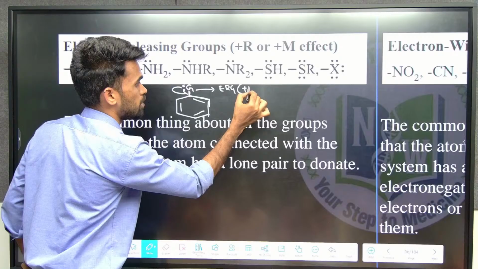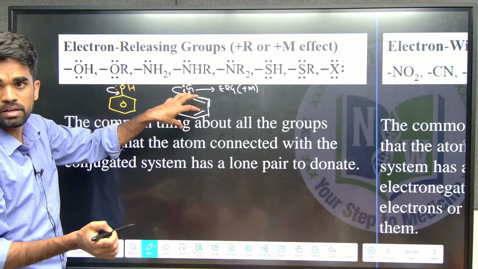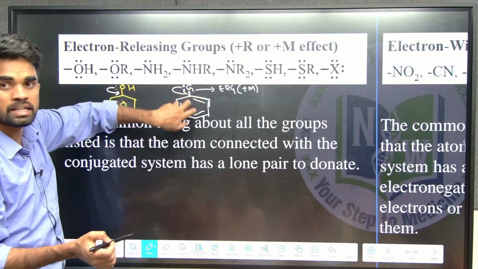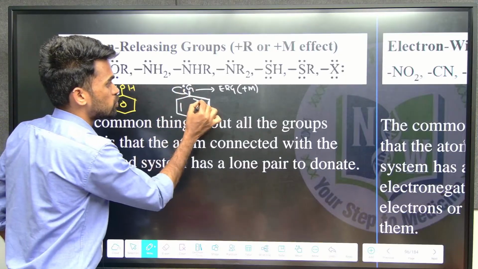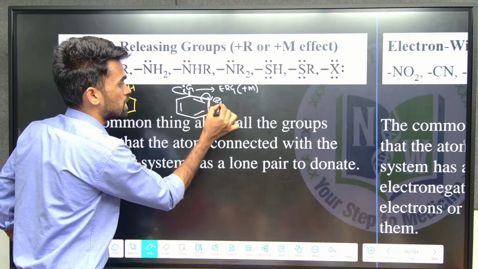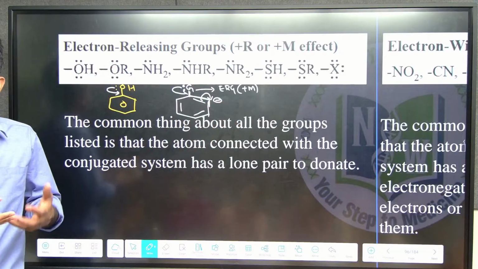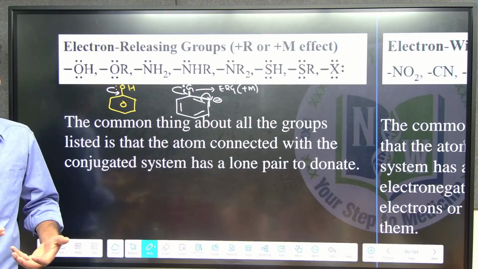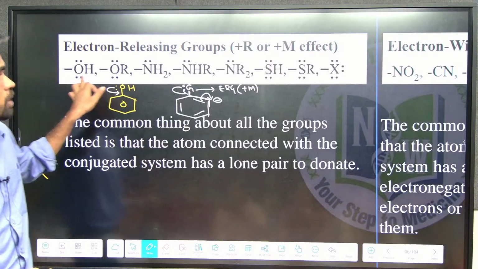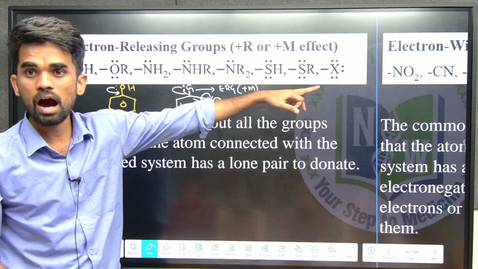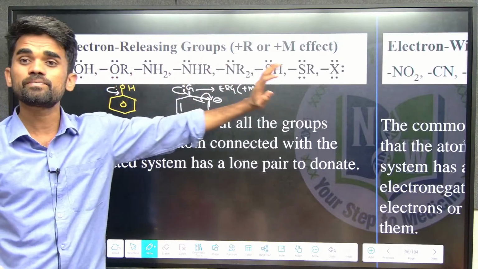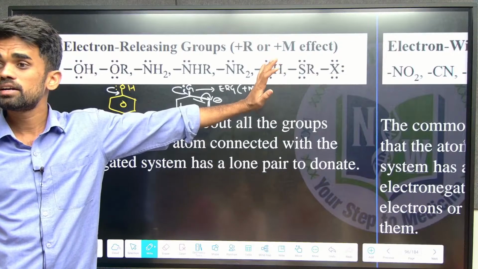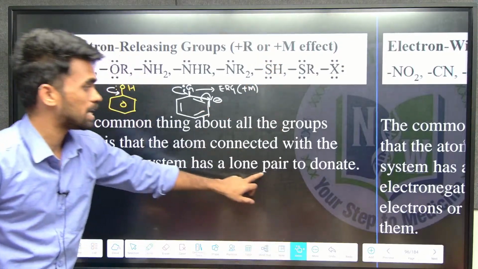So whenever there is a +M group on the conjugative system, that activates this ring. See, it is giving the electrons now. So what happens in the ring? Negative charge is created. So electron density in the ring, what happens? Increasing or decreasing? Increasing. So all these groups, if you observe, what is common? All of them have lone pair electrons. So all of them are considered +M groups, electron releasing groups.